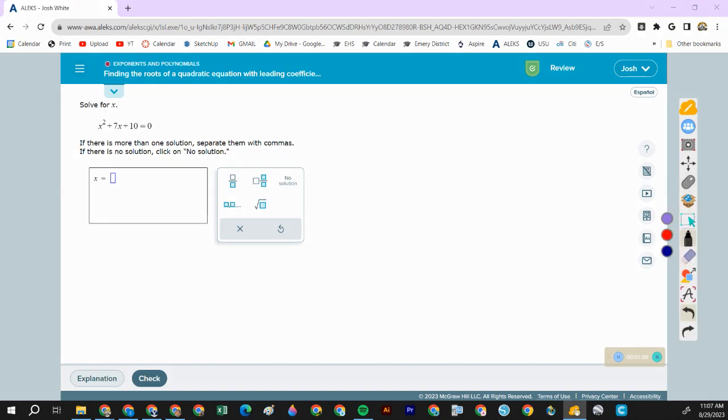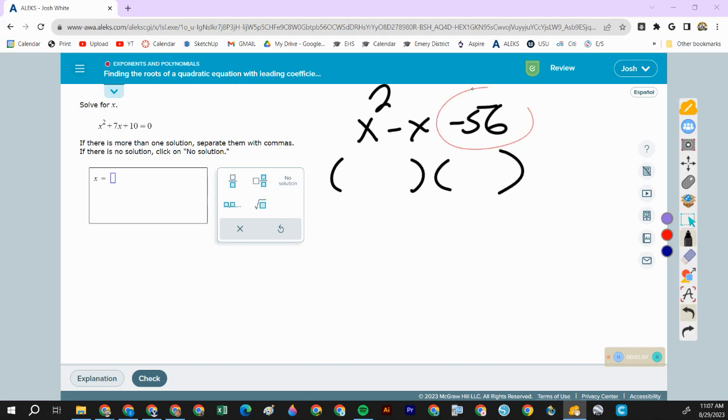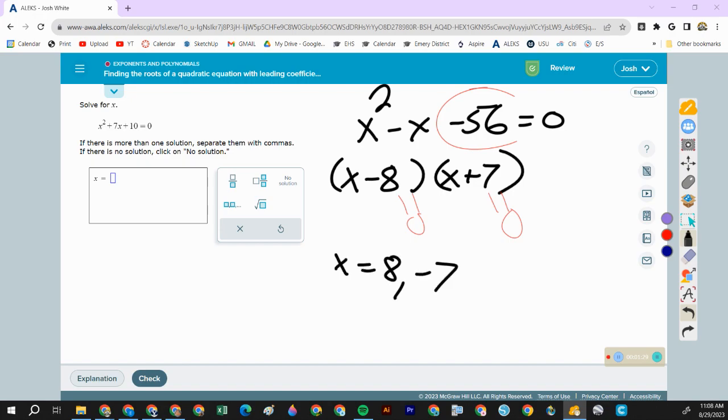How about I do a different one? x squared minus x minus 56. I'm looking for two numbers. So this is equal to 0. Wow, that was pretty. Two numbers that multiply to be negative 56 and add to be negative 1. Negative 8 and positive 7. And then we set each of these equal to 0. And we get x equals 8 and negative 7. Pretty straightforward.